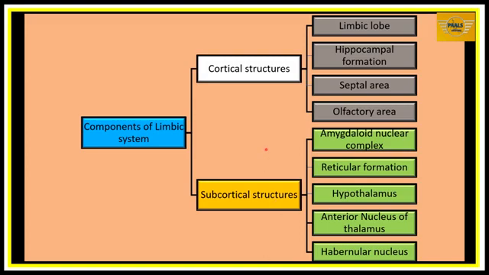So here are the cortical structures. Under the cortical structures, we have these areas: structures that form the limbic lobe, the hippocampal formation, the septal area, and the olfactory area. Then under subcortical structures, we have some structures that form this part of the limbic system, which are the amygdaloid nuclear complex, reticular formation, the hypothalamus, anterior nucleus of the thalamus, and habenular nucleus. We are going to go further into these components and look at their individual constituents.